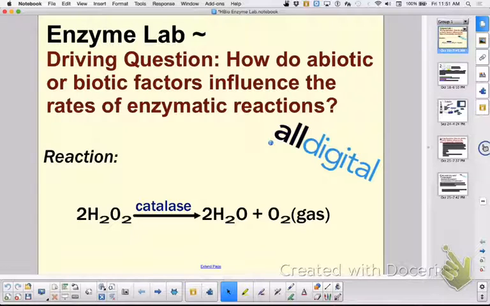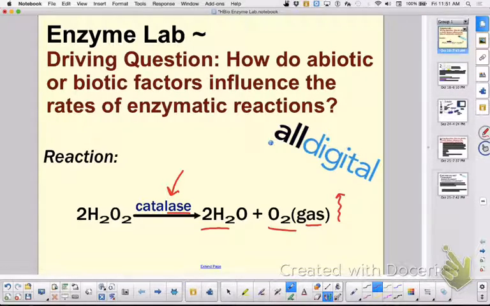Have I already introduced this reaction to you? We're going to take hydrogen peroxide, and the enzyme that we're using is called catalase. It's going to break it down into water and oxygen. Hydrogen peroxide is what color? Clear. And water is clear. But the oxygen will be a gas, and it will bubble. So what we can do is measure the bubbles.